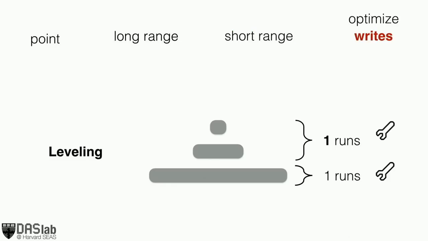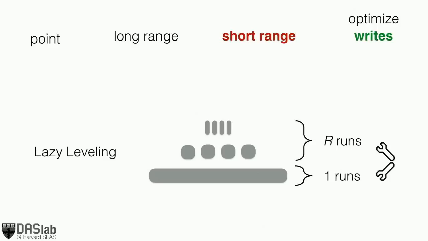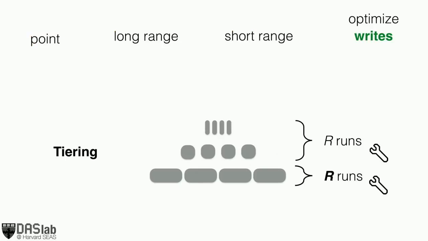Suppose we have a lot of writes, and we want to optimize for them. We can go back to lazy leveling. And if we want to optimize even more aggressively, we can start by increasing the bound on the number of runs we have at the largest level. If we get all the way to R, we end up with just a tiered LSM tree, right? So we can assume that if we want to as well.